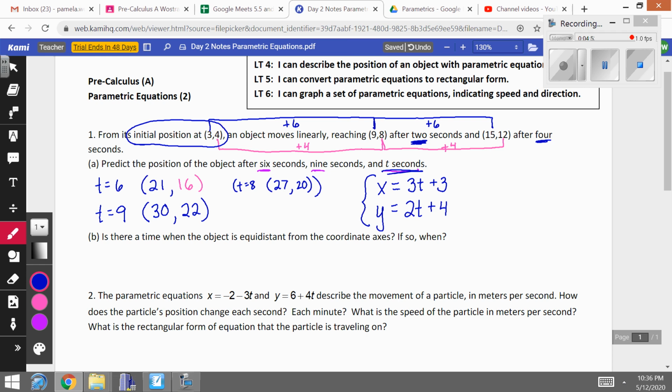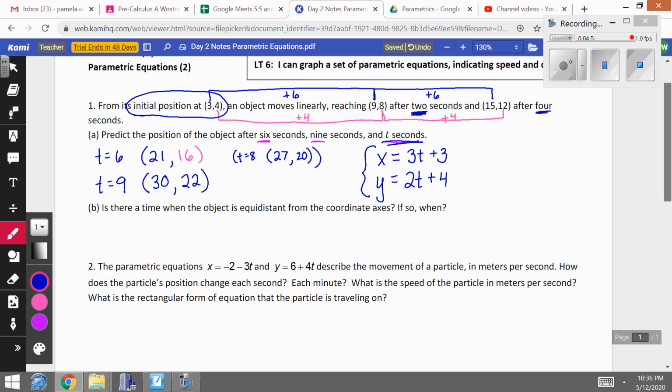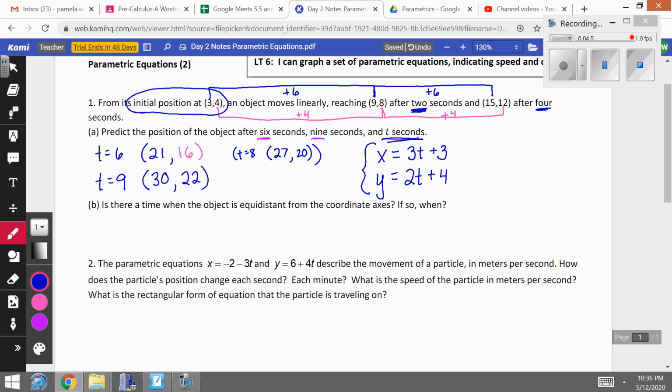Okay, so let's think about the next part here. Is there a time when the object is equidistant from the coordinate axes?